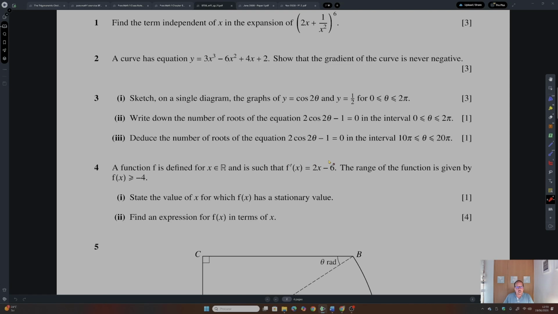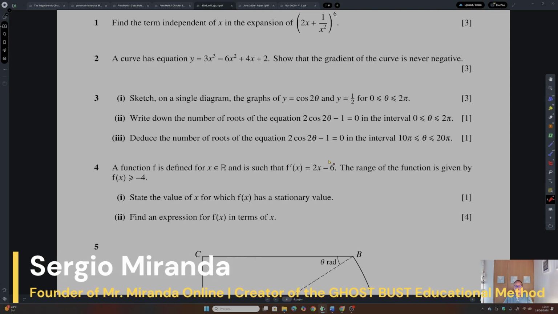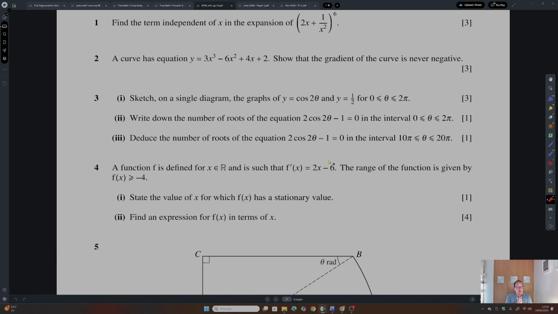Let's now look at the exam questions about this lesson 3, chapter 5. The first question is from winter 2011, paper 11, and it's question 3. It asks you to sketch on a single diagram the graphs of y equals cosine of 2 theta and y equals 1/2 for theta between 0 and 2 pi.